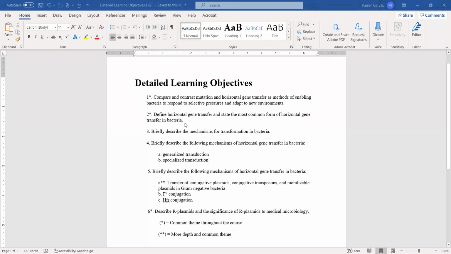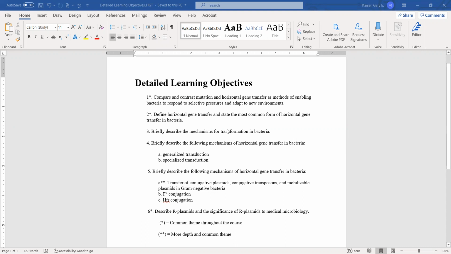Now let's go back to our objectives and look at the next one. So we've just answered 1 and 2. We see number 3 is the only one that deals with transformation. Briefly describe the mechanism for transformation in bacteria. Again, no asterisks. So what you'll need to know primarily for the exam, there might be a single multiple choice question where you recognize the description of transformation and match that up with transformation.